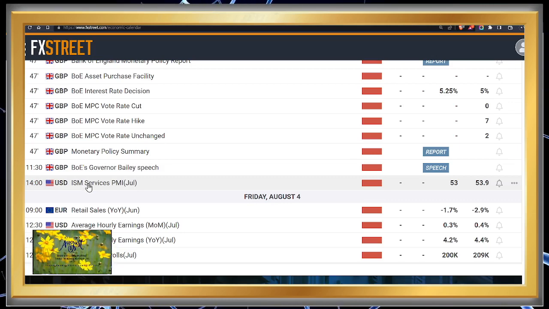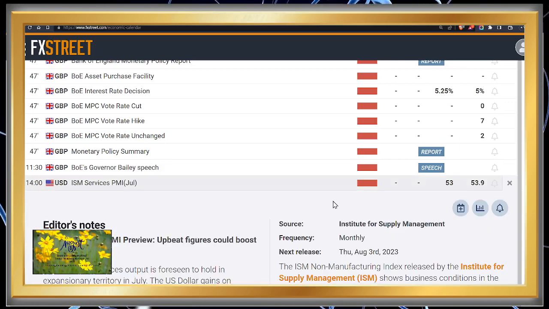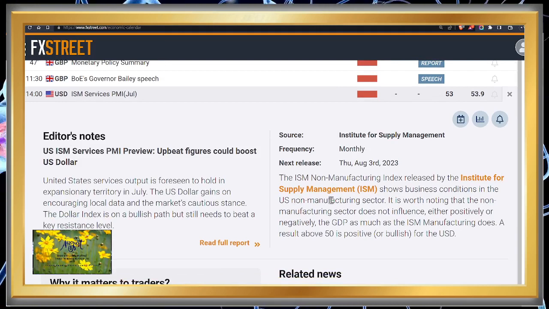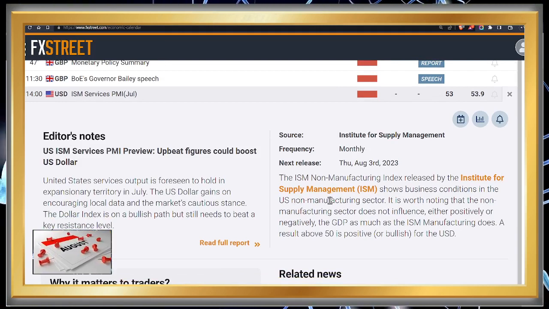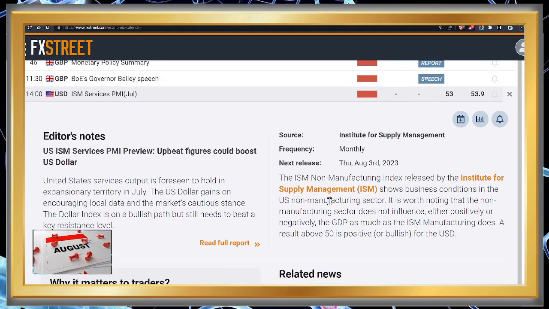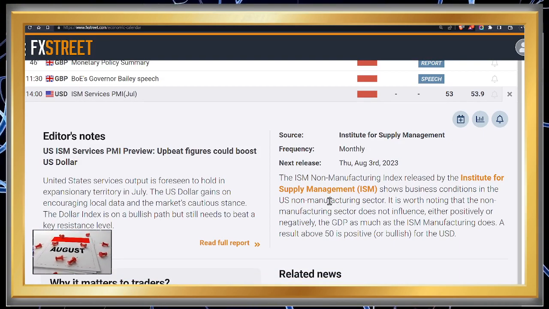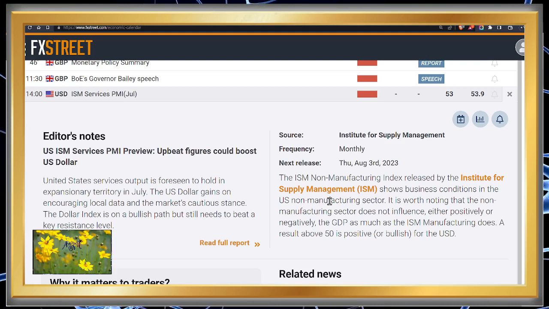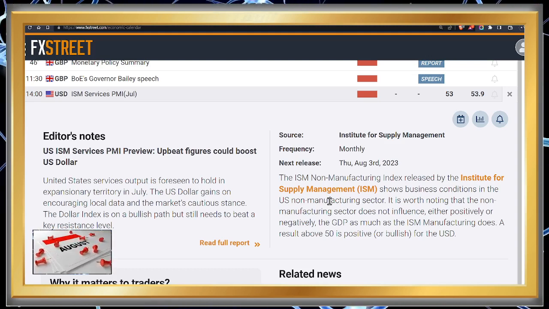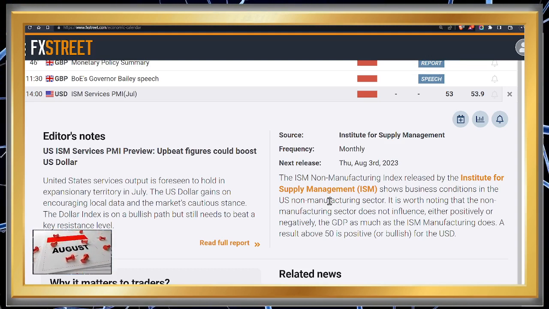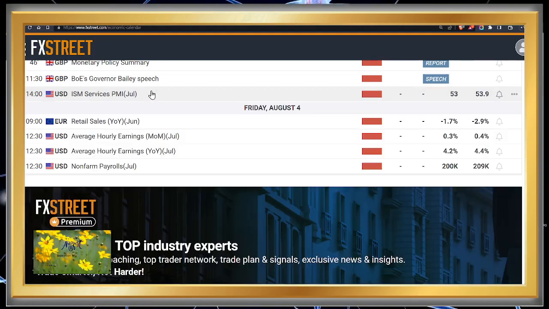That is the ISM Services PMI. The ISM Services PMI is released by the Institute of Supply Management, and it shows the business conditions in the US non-manufacturing sector. It is worth noting that the non-manufacturing sector does not influence the GDP, either positively or negatively, as much as the ISM manufacturing does. So what we are going to be looking forward to is to see what the data will be. Anything above 50 is considered positive for the US dollar, while below 50 is considered negative.